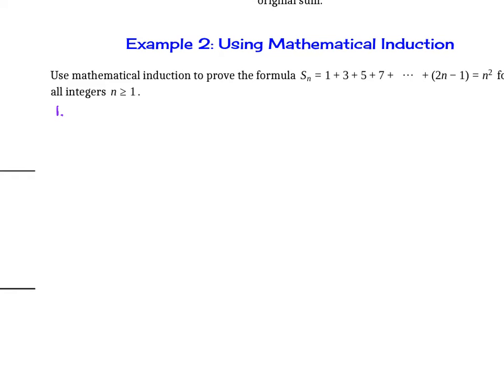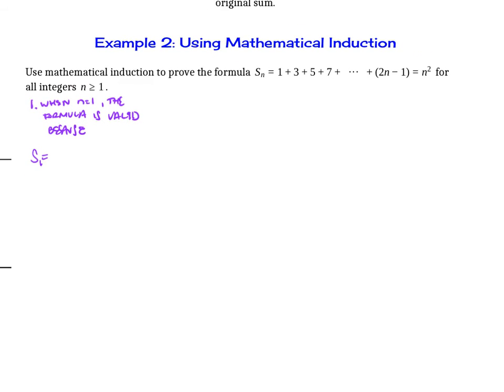So, step 1: when n equals 1, the formula is valid, because we plug in s sub 1, and that should equal this first value here. So s sub 1 equals 1 squared, which does equal the 1 there, so that is true.